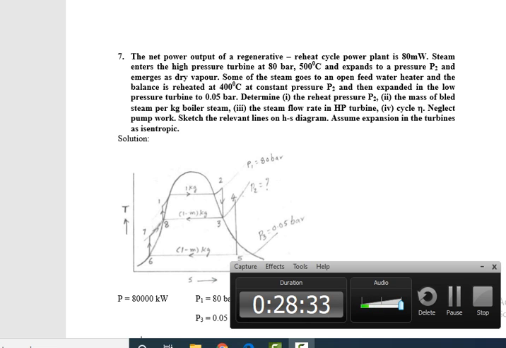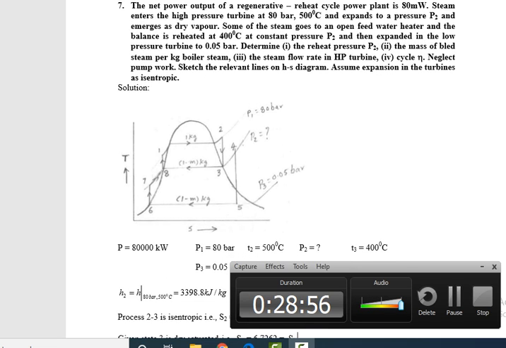And what is the mass of steam bled per kg of boiler steam? How much steam is bled? And then how much steam flow rate develops in the high pressure turbine? And lastly, you have to find out the cycle efficiency.